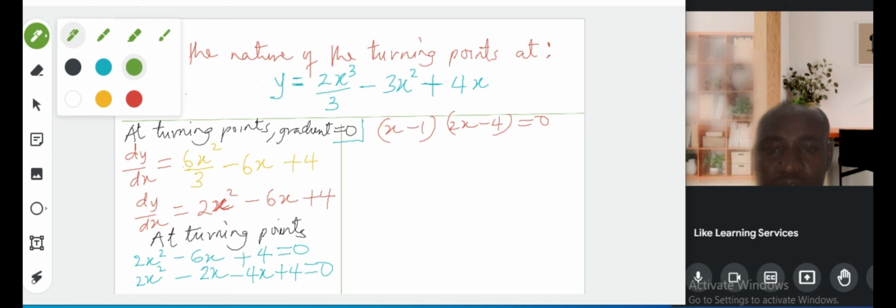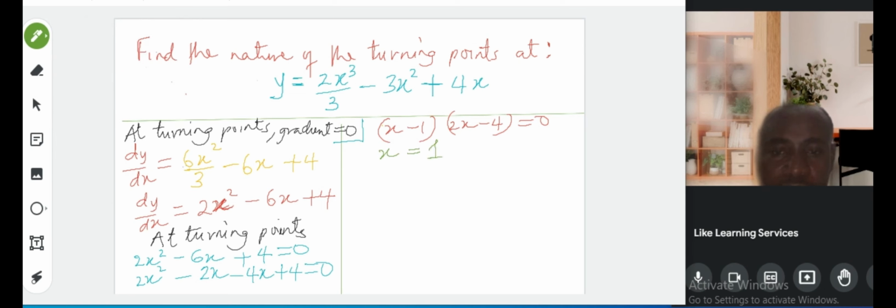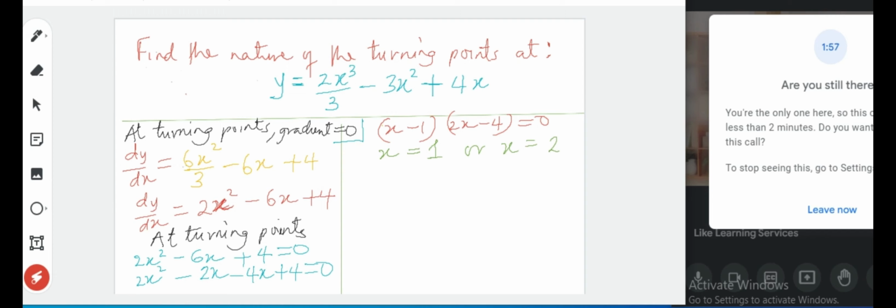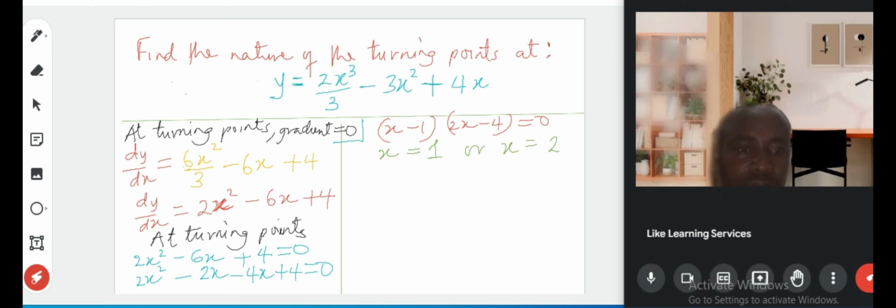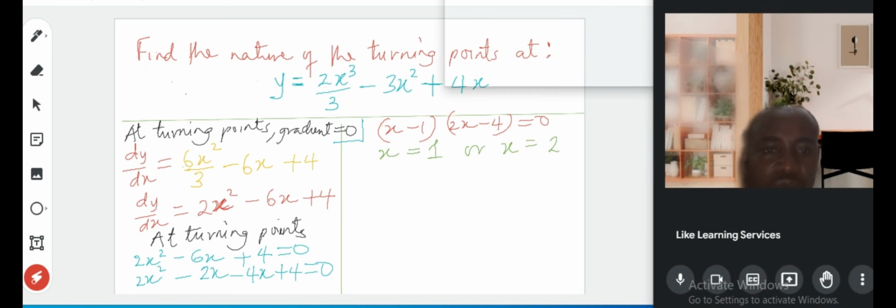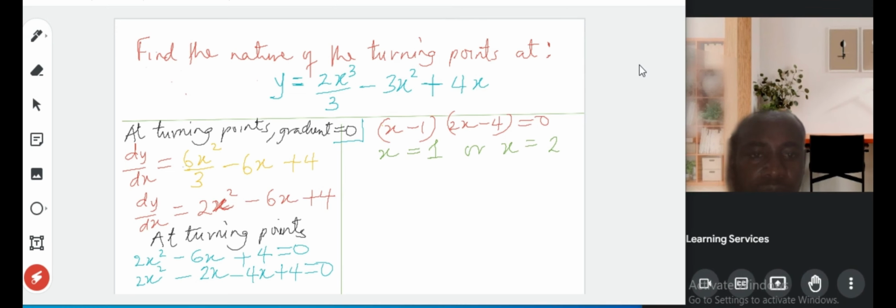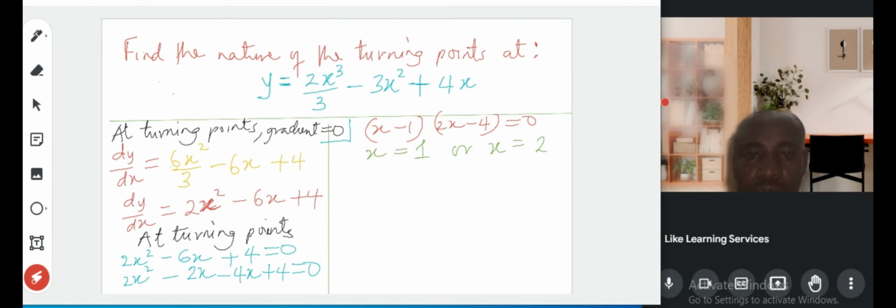And this gives us 2 values of the turning point: x is equal to 1 or x equal to 2. So we have found the two values of x where there is a turning point, where the gradient is 0. Now we need to know which one is which, because it could be a maxima for a peak or a minima. But we know the 2 points where there's a turning point are x equal to 1 or x equal to 2, and we just need to know which one is which.